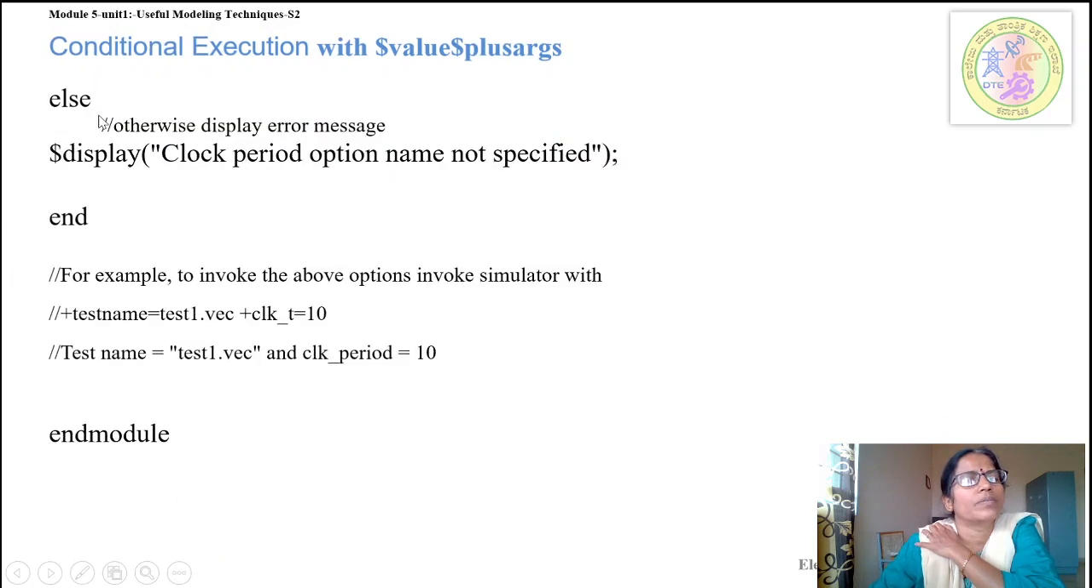And what we are doing, else display the error message, clock period option not specified, and end. Here for example, to invoke the above option, we invoke the simulator with the test name, that is test.vector, plus clock t is equal to 100. Clock t we are going to make 10, and test vector is the test name, and clock period 10, then it is going to invoke that.